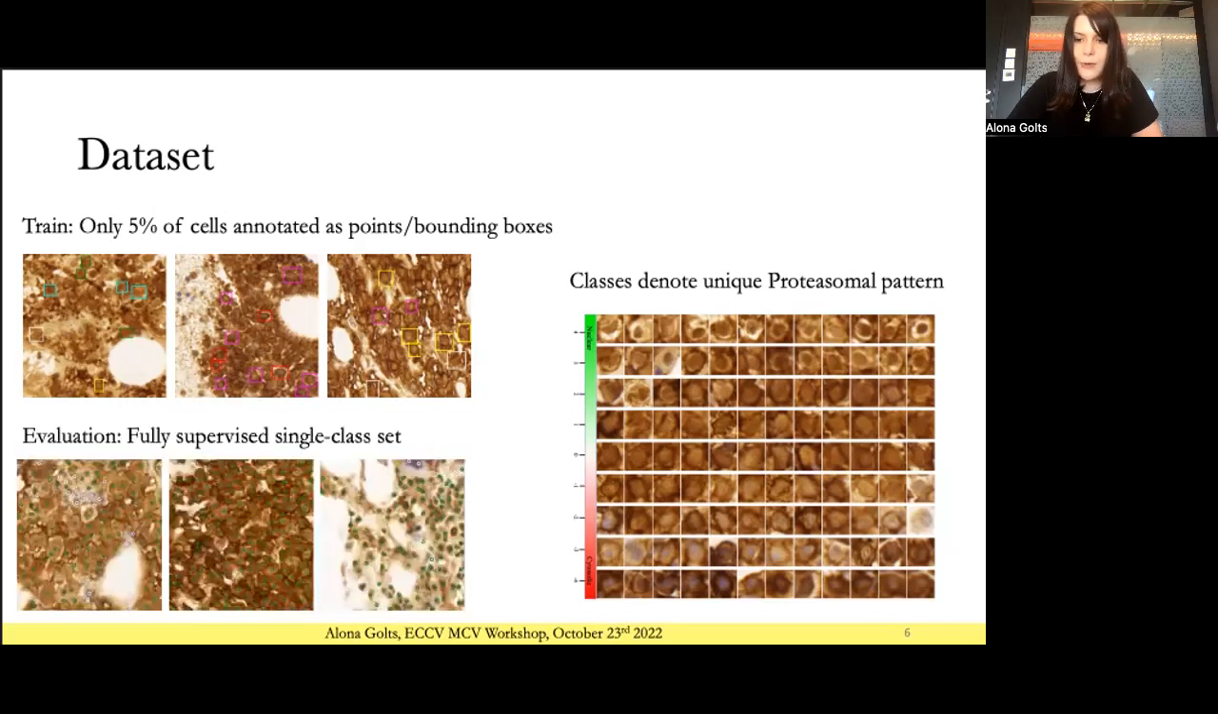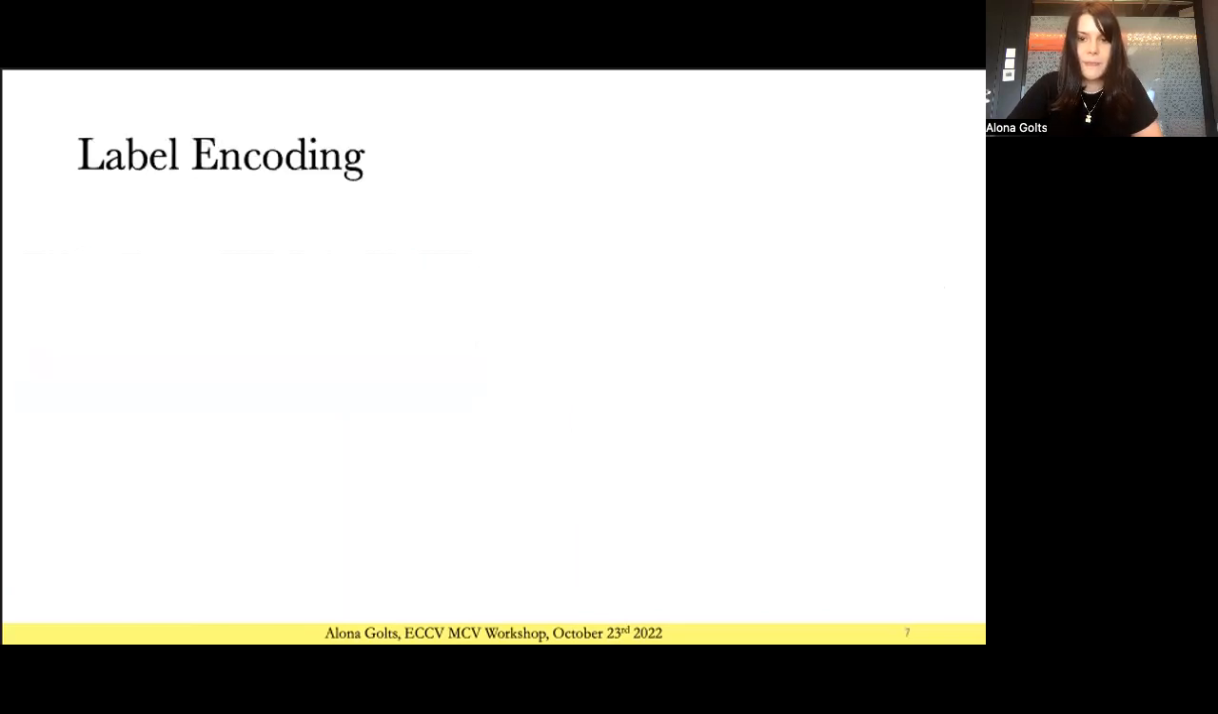Finally, to perform evaluation, mainly of the detection capabilities of our approach, we add an additional set of images in which all cell centers are annotated, but without the corresponding class.